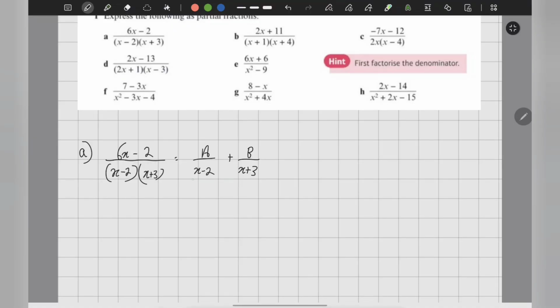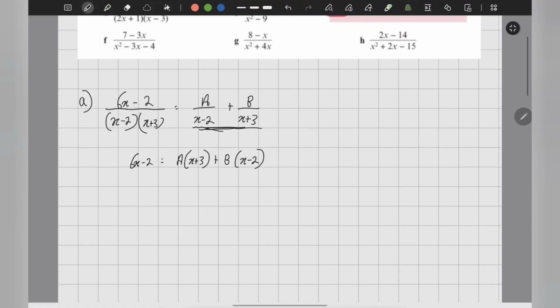If we would want to make this back into one fraction, we would cross multiply. So 6x minus 2 would be equal to a lots of x plus 3 plus b lots of x minus 2, all over the x minus 2 times x plus 3. I'm just going to leave that out because I'm going to compare the numerators. So if we compare coefficients, the only way to get 6x from this side is over here.